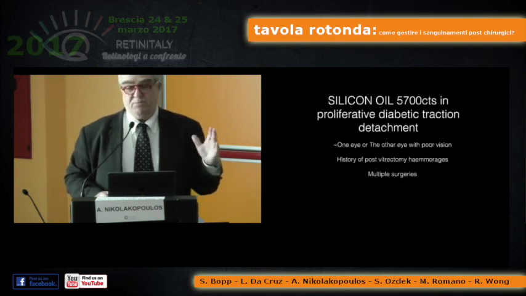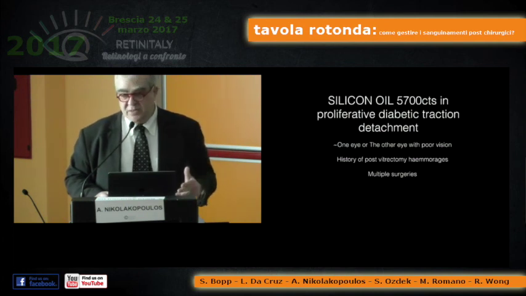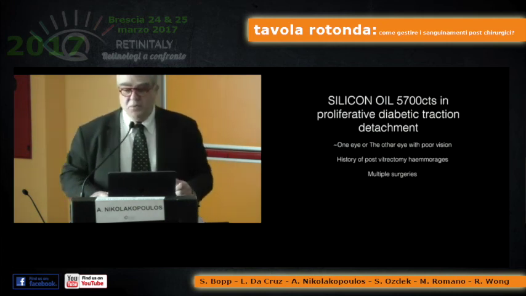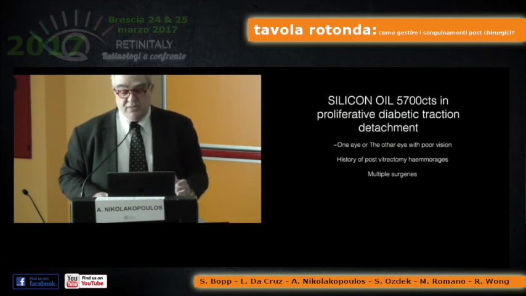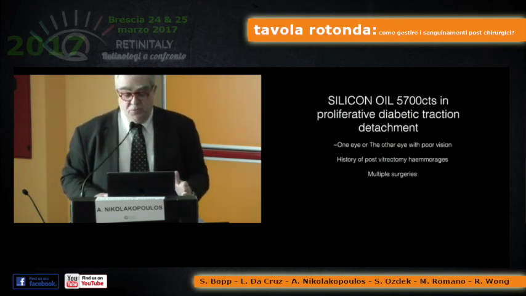Silicone oil that I'm using, it's only 5,700 CTS through 27 gauge. We have, yeah, only 27 gauge. We're the first doing it, but we can do it. So in proliferative diabetic traction detachment, one eye, usually people are one-eye patients or the other eye is not looking very well. They have poor vision.